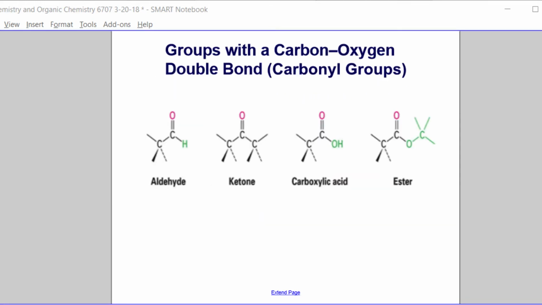Here's a summary of all of the groups that contain a carbon-oxygen double bond, the carbonyl groups. An aldehyde, of course, has the double bond oxygen on the terminal carbon, so we have an H there. Ketones have the double bond oxygen somewhere in between two other carbon-containing groups. A carboxylic acid has the double bonded oxygen with an OH group, and an ester has a double bonded oxygen and a single bonded oxygen on the same carbon, and as we said, is produced by dehydration synthesis.